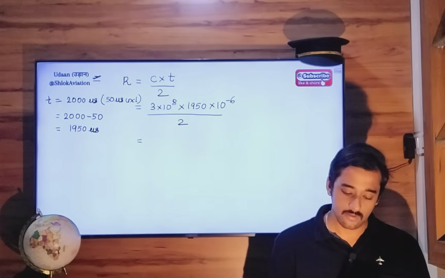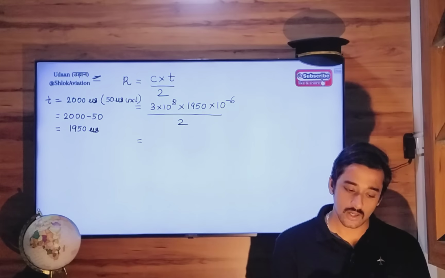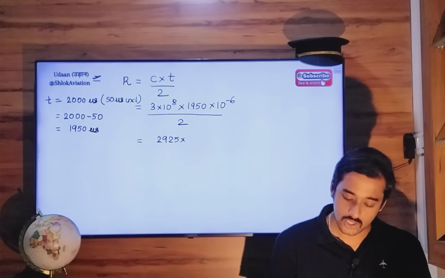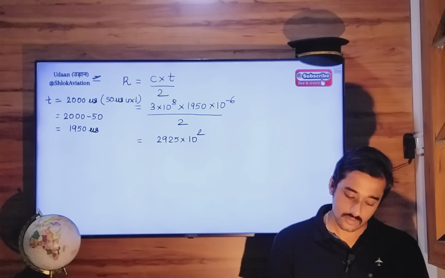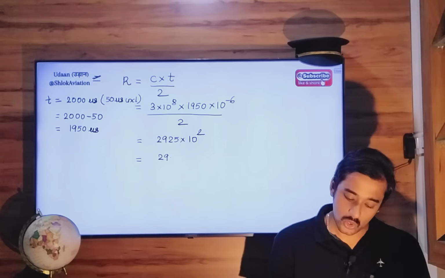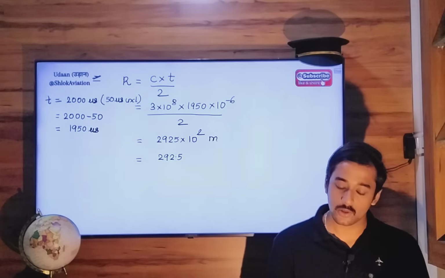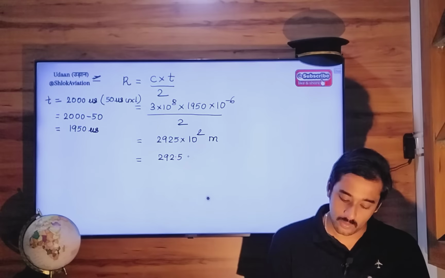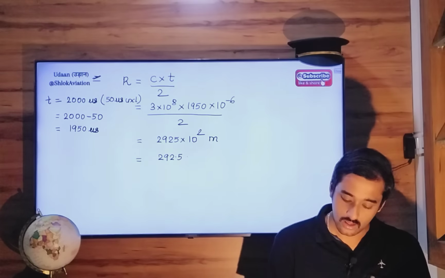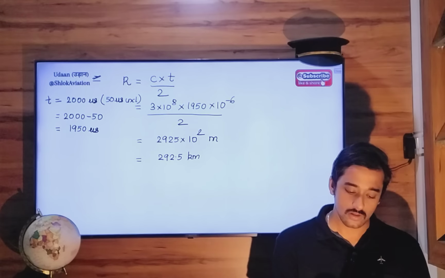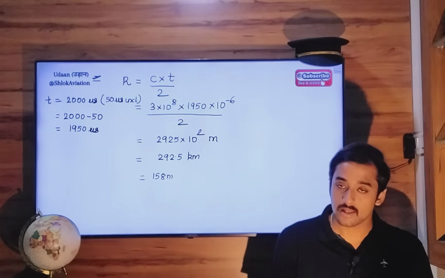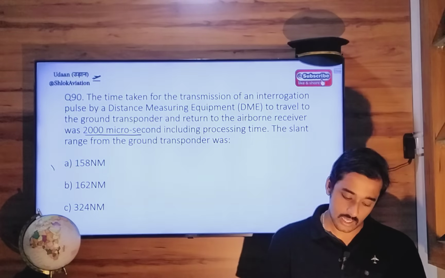So 1.5 into 1950 is 2925 into 10 raised to 2 meter, which is equal to 292.5 kilometer, which divided by 1.85 is 158 nautical miles. So the correct option here is option alpha.